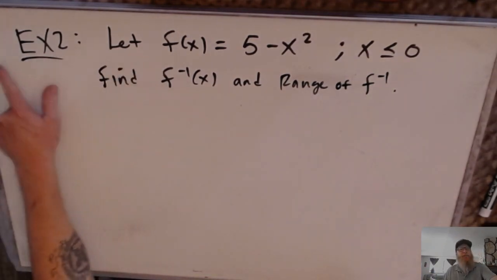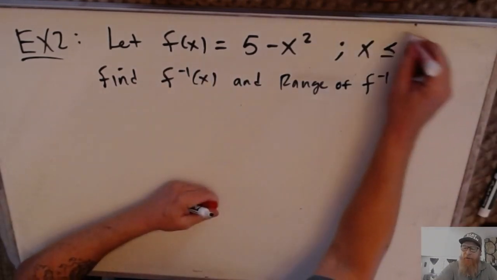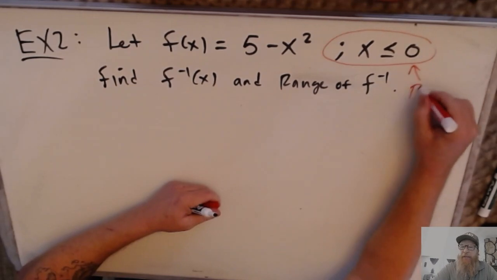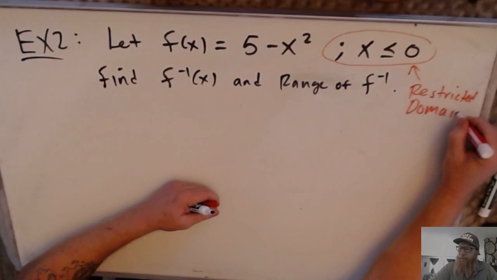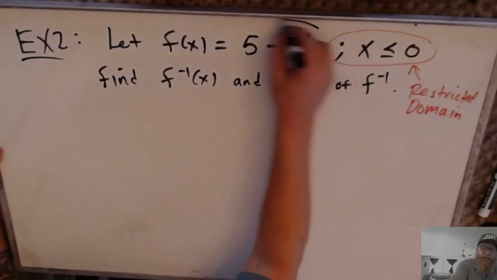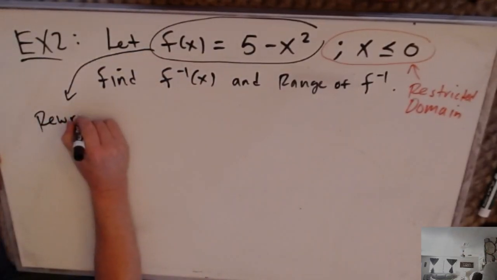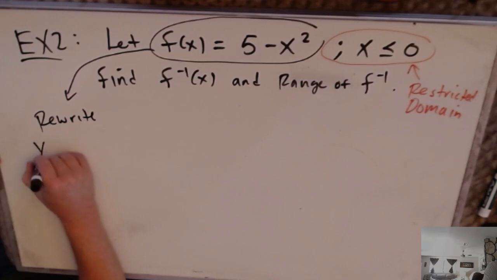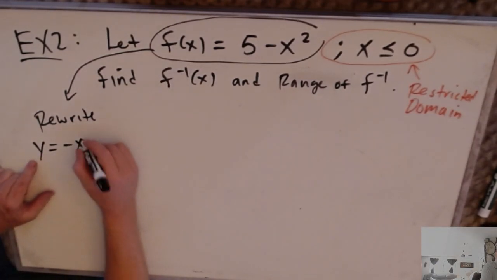Okay. So I'm going to give example 2. I'm going to give you a function, f of x. This is what we call a restricted function, so it's already been restricted. This might make a little bit more sense if you rewrite the function. I like to get rid of f and just call it y.